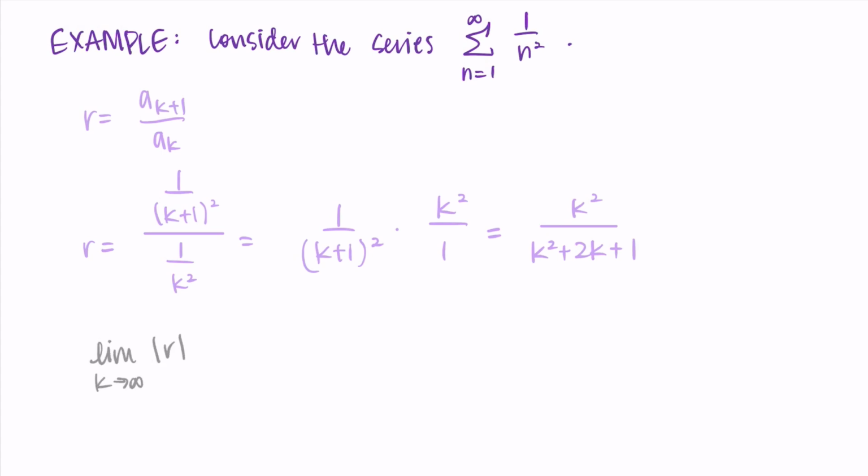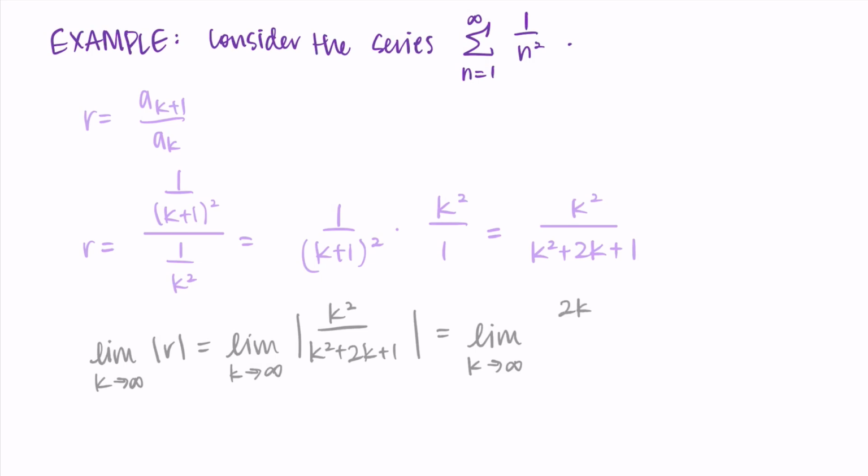Now I need to take the limit as k approaches infinity of this ratio, and absolute values don't matter too much here since everything is positive again. Then looking at this, I could use L'Hopital's rule since I have infinity over infinity as my indeterminate form, or you might see that these are growing at the same rate. So k squared and k squared plus 2k plus 1 grow at the same rate, and so this is going to go to 1. 1 is going to be the solution to my limit, but if you need to use L'Hopital's rule to get there, that's fine too.